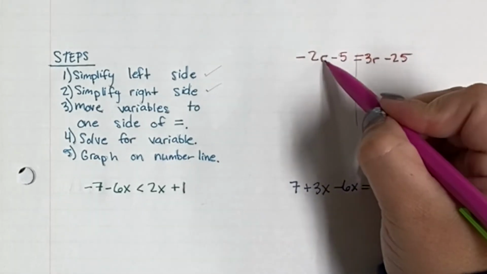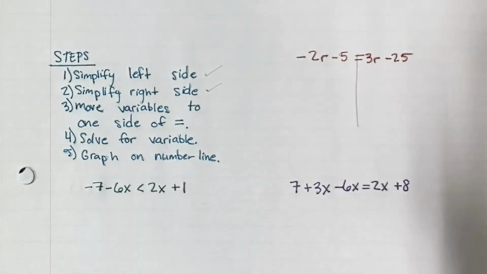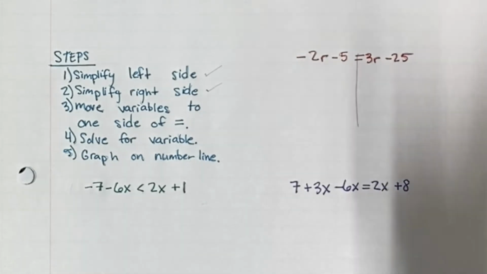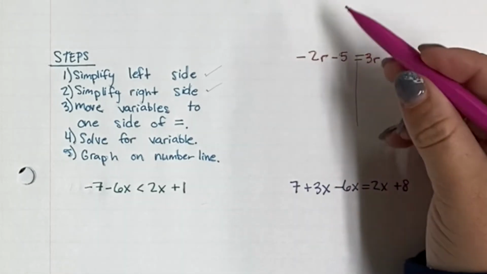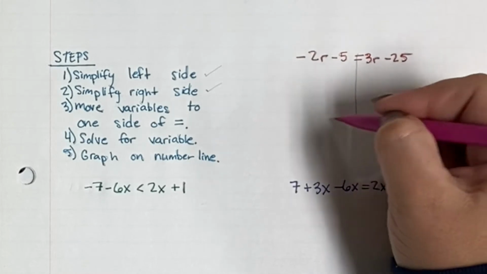So I have a variable on the left and a variable on the right. I want them all to be on one side. It does not matter which way you move. You can move the 2r to the 3r, or you can move the 3r to the 2r.